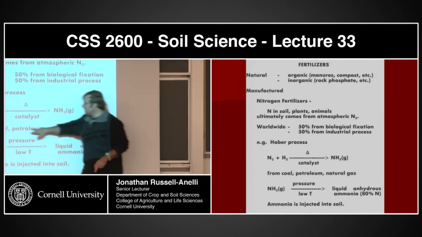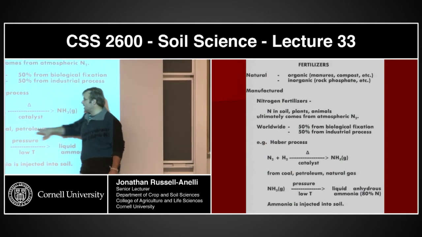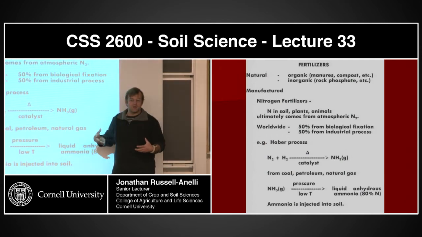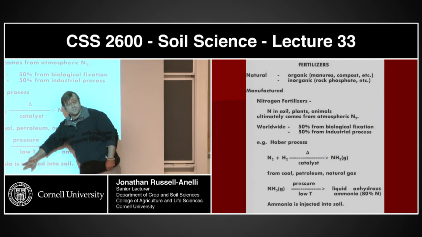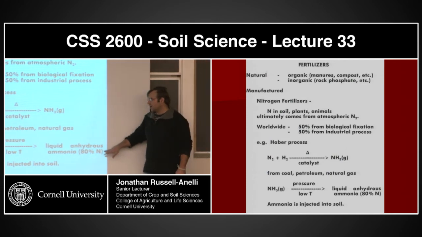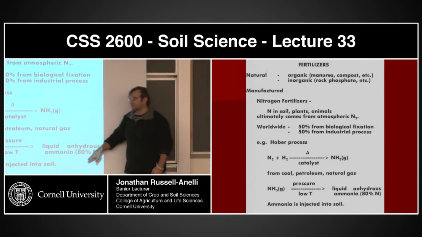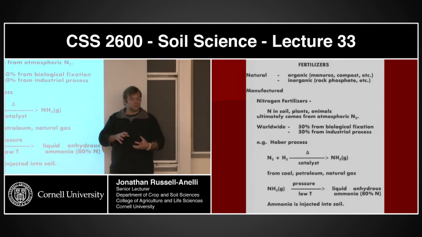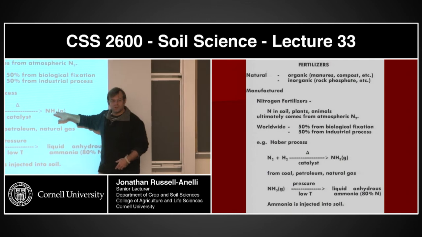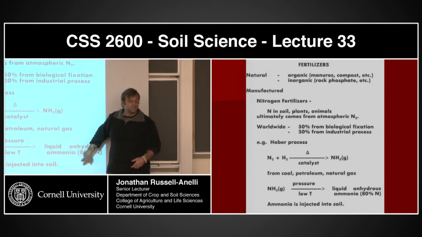The heat and energy here basically comes from coal, petroleum, any kind of hydrocarbon, anything to get energy. We can then take this under pressure with low temperature and basically make ammonia, or say liquid anhydrous ammonia. So we basically take this ammonia and concentrate it. This isn't making the ammonia, this is concentrating it.